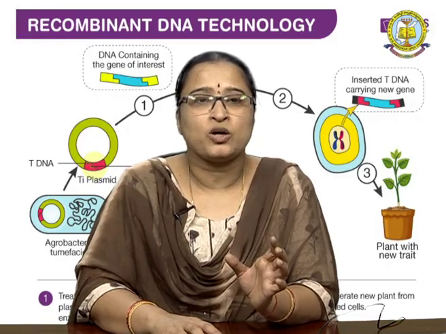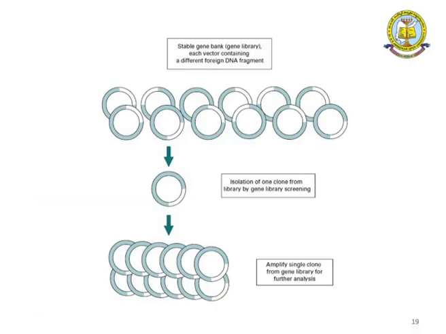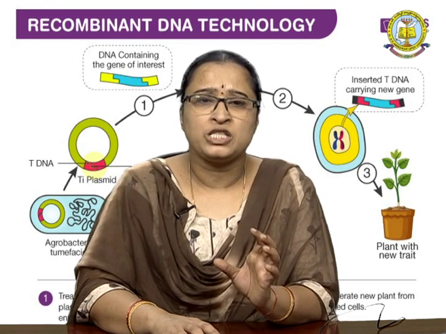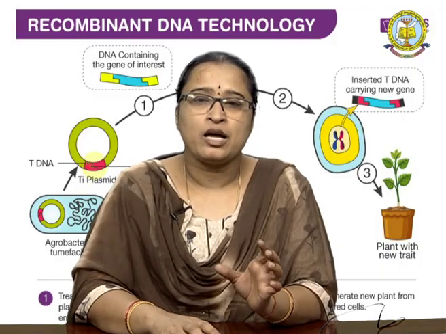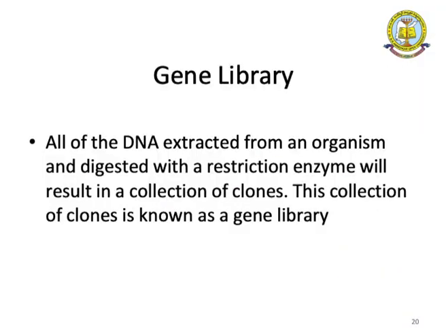The second step is called the screening method, the gene library screening method. After screening, amplifying a single clone from the gene library for further analysis is also important in DNA technology. What is the meaning of gene library? Here the gene library means all of the DNA extracted from an organism and digested with a restriction enzyme, resulting in a collection of clones. This collection of clones is known as the gene library.